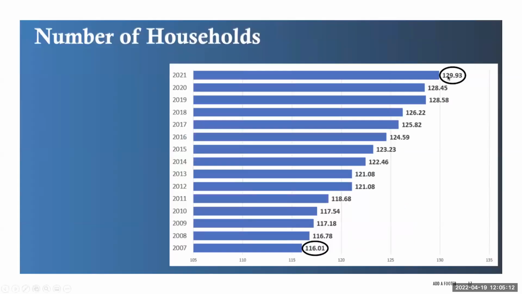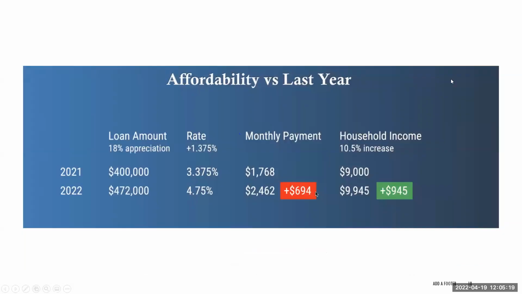Number of households. So you can see 116 for how many households back in 2007 versus today 129. Another graph that shows the shortage of inventory as well. But let's look at the numbers too. The affordability versus last year, because this is a big thing, and obviously rates are higher now, so I need to update this chart, but you've got to take into account a couple different things. And this is where it gets really important to explain to our clients. So if we had our loan amount in 2021 was 400,000, rates were 3.375, and their payment would be 1768.